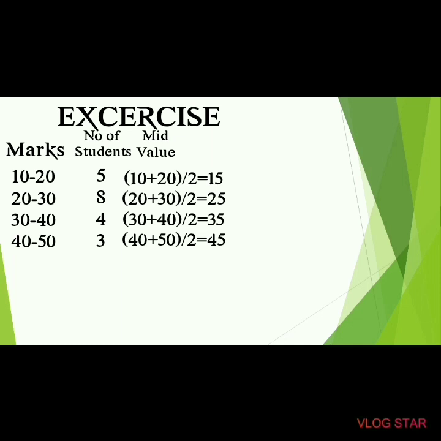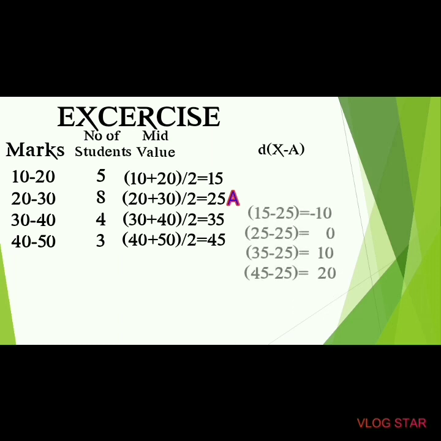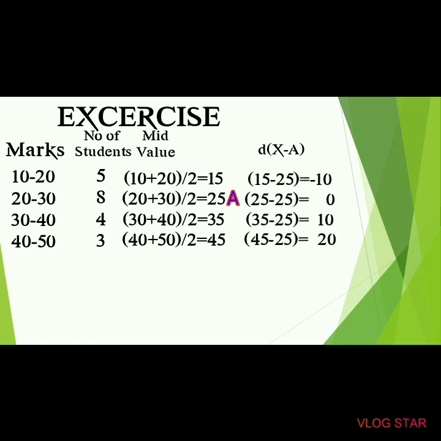Now we have to assume one figure as temporary mean or assumed mean. So let us take 25 as assumed mean. Now it's the time to find out d values. What is d values? It is the deviation of assumed mean from the x values, that is x minus a. So let us see. 15 minus 25 is minus 10, 25 minus 25 is 0, 35 minus 25 is 10, 45 minus 25 is 20. So we got the d values.